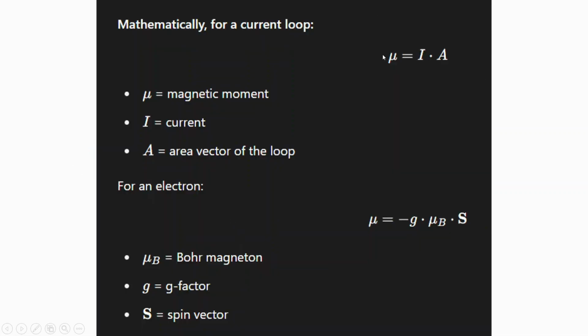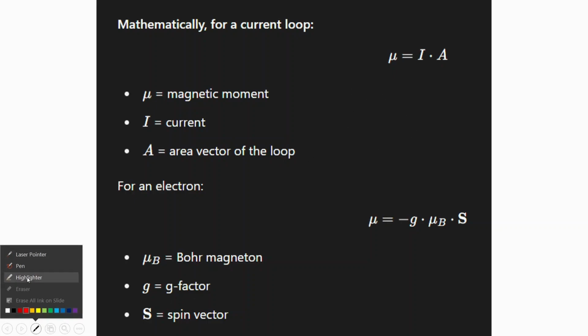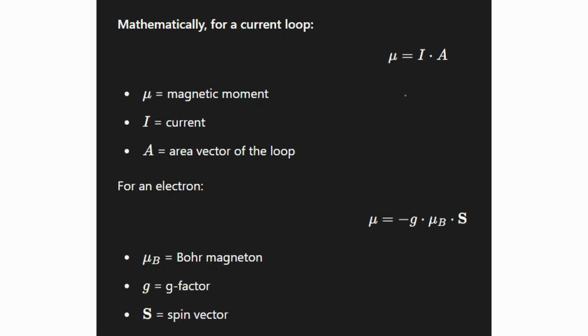Okay, mathematically how will you express this magnetic dipole moment? This mu vector is the magnetic moment or dipole moment, I is the current, and A is the area vector of a loop. Suppose we consider a current carrying loop, and a current is passing, suppose the current is I. A is the area of the loop, which is nothing but pi r squared, r being the radius of this loop. Then we can calculate the magnetic dipole moment.